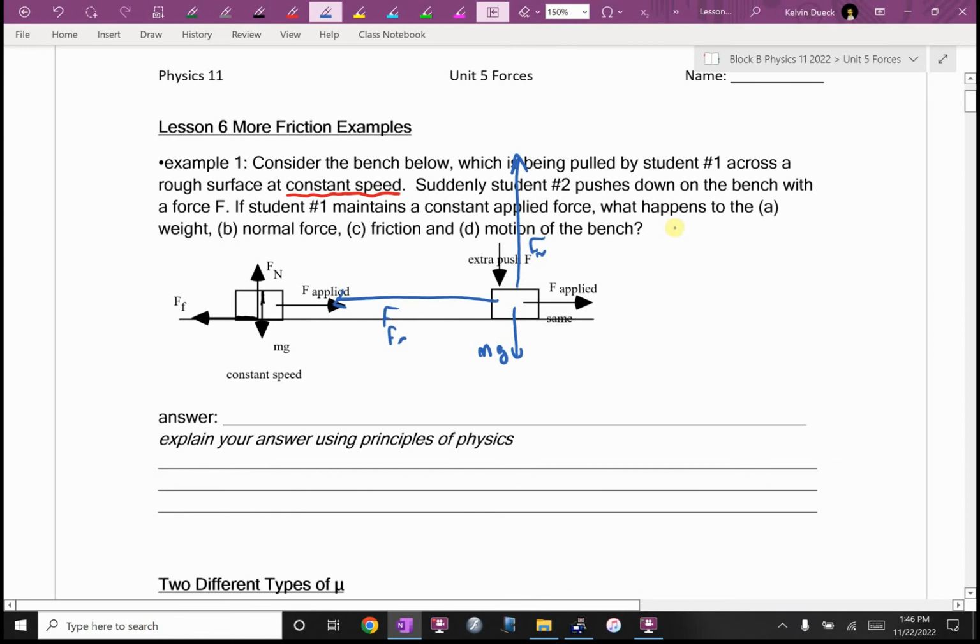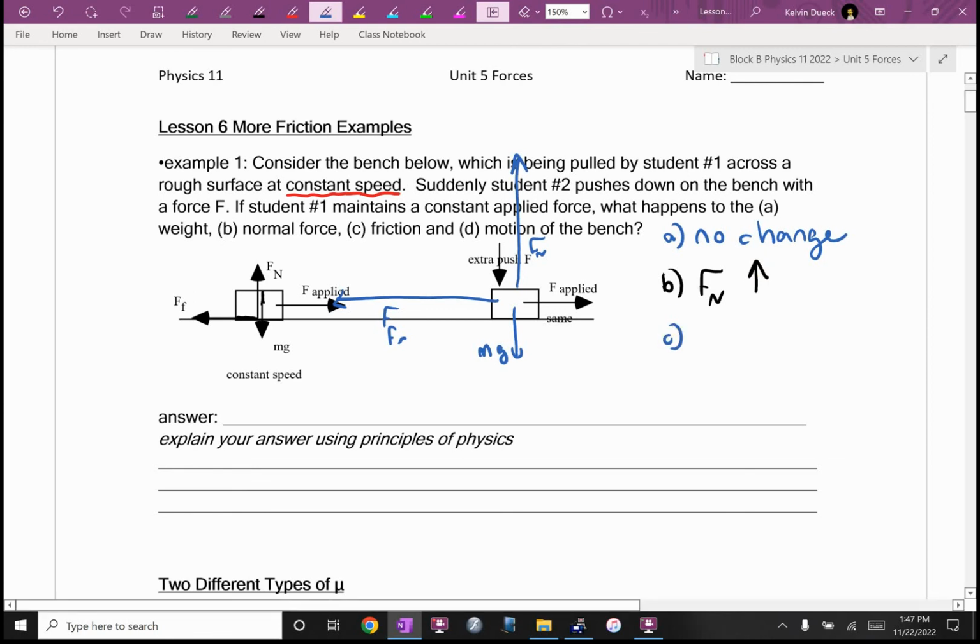So now let's answer the questions. Part A says, what happens to the weight? What force is weight another name for? Mg. Did the mass of the bench change? Did the 9.8 change? So that stayed the same. No change. What happened to the normal force? The normal force increased. My abbreviation for increase is an arrow pointing up.